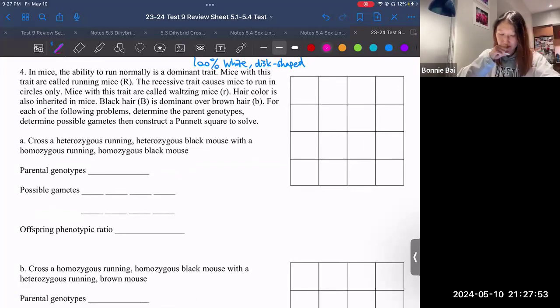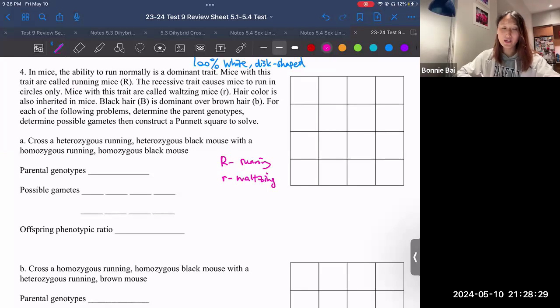We'll use celebratory pink. In mice, the ability to run is dominant. They're running mice. Okay, fine. Big R for running mice. Recessive are circles. All right, I'm already getting a little confused, so I'm going to write it on the side. Big R for running. Little r for, I'm just going to call it circle. They run in circles. Mice, they run in circles and they're called waltzing. Okay, so these are the waltzing. We have the running and we got the waltzing.